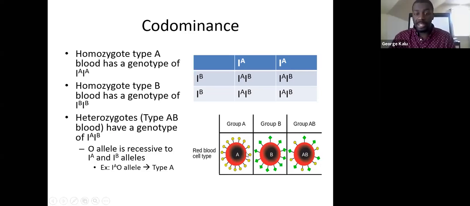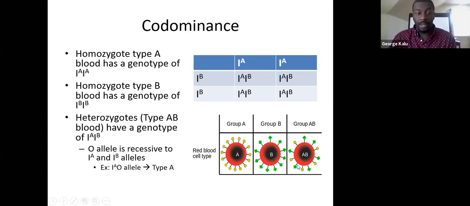People who are just type A will have just the A protein. People who have type B will have just the B protein. But people who are type AB will have both the A and the B proteins on their red blood cells, and that's going to contribute to them having type AB blood. So this is where we see codominance taking place, where you have the A allele and the B allele both appearing. You're not getting a blend, but both of them show up. That's how we end up with type AB blood.